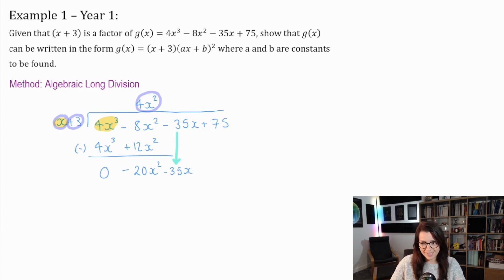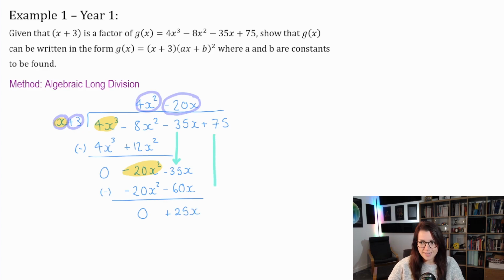Then we just repeat the process. So this time minus 20x squared divided by x is minus 20x. Notice how I'm lining up the top numbers with what's inside the bus stop or inside the division symbol. We then take our negative 20x and multiply it by both x and 3. So in this case, it's going to be minus 20x squared minus 60x. We then subtract again. This will give us 0. And then just be careful here, minus 35x minus 60x is going to give you plus 25x.